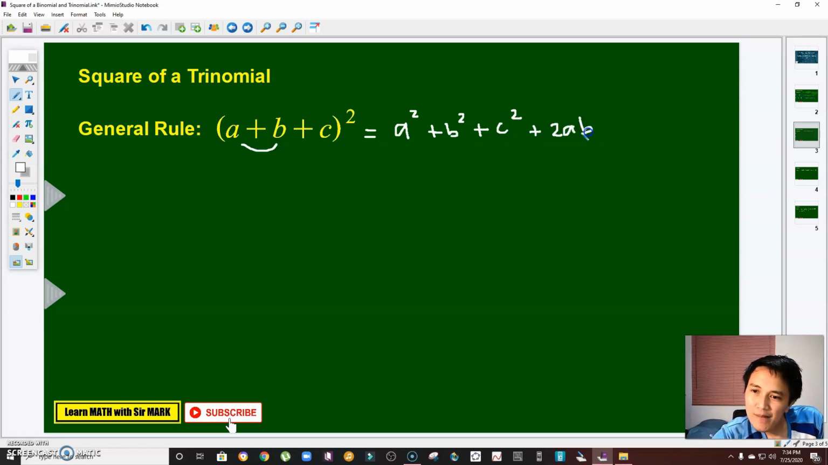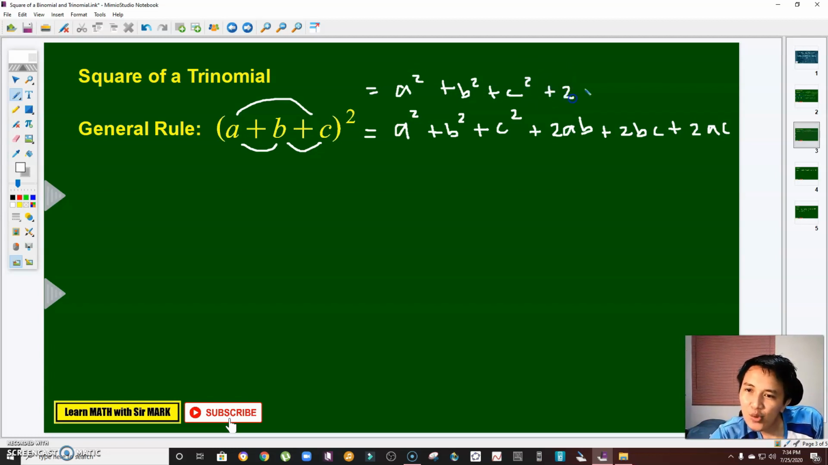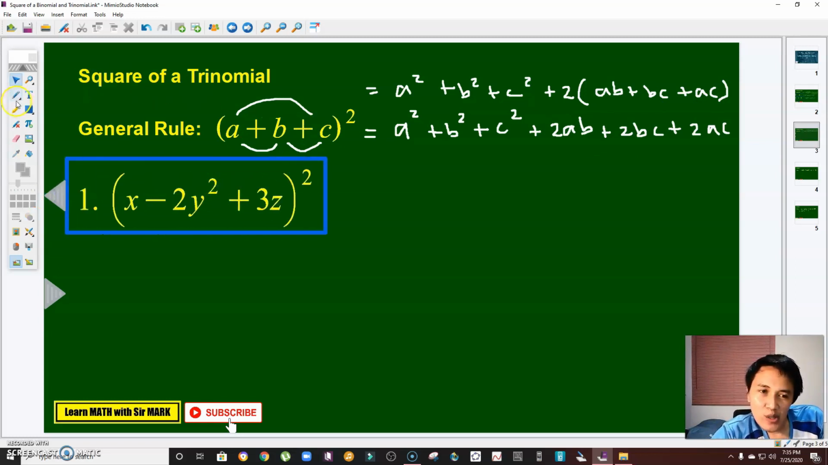the first two, that will be ab. Then the product of the next two, bc. And lastly, the product of the first and third, that will be 2ac. Or, you can rewrite this as a squared plus b squared plus c squared, plus 2 times (ab plus bc plus ac). See that? Okay, so let's have an example. Example number 1 for the square of a trinomial.